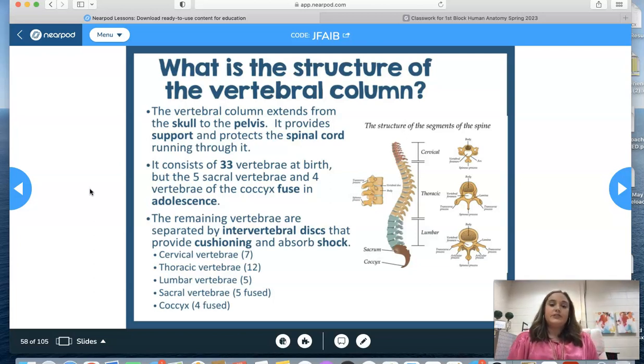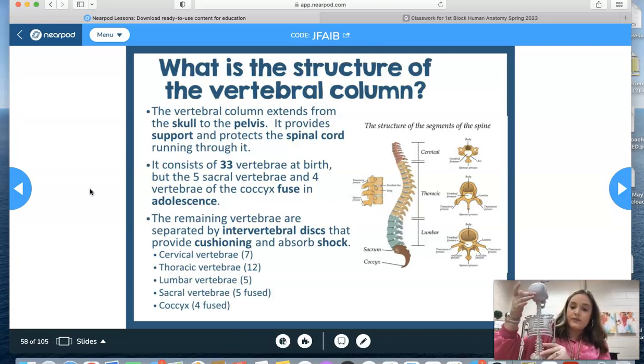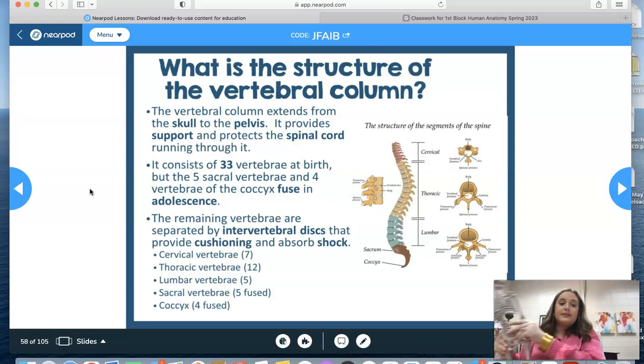So, what is the structure of the vertebral column? The vertebral column extends from the skull to the pelvis. So, on our little model right here, you can see the spine goes from the bottom of his skull all the way down to his pelvis. It provides support and it protects the spinal cord running through it.